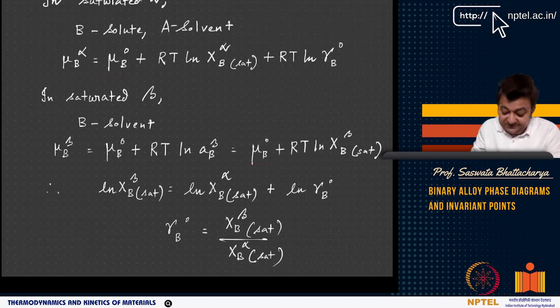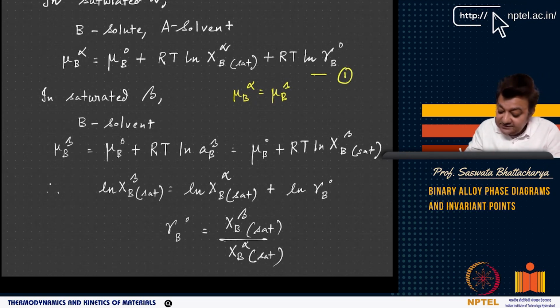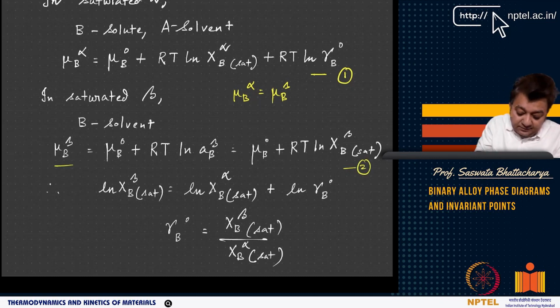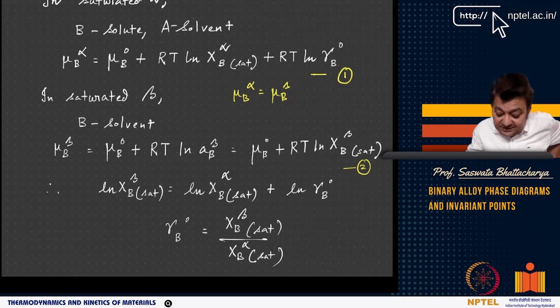Now, if you compare this, you know that ultimately at this temperature, mu B alpha equals mu B beta. If you name this as equation number 1 and this as equation number 2, you will have mu B beta equal to mu B alpha, right? This one and this one are equal. So as a result, the right hand sides of 1 and 2 are also equal.